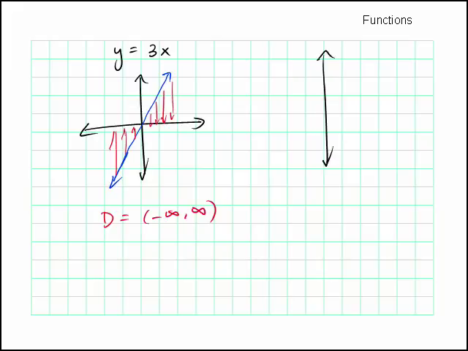Now, instead of pulling the line onto the x-axis, what if instead we pulled it onto the y-axis, so smashed it this way and that way? If we smashed it on the y-axis, the entire y-axis would be covered, and that's why the range here is also all real numbers.